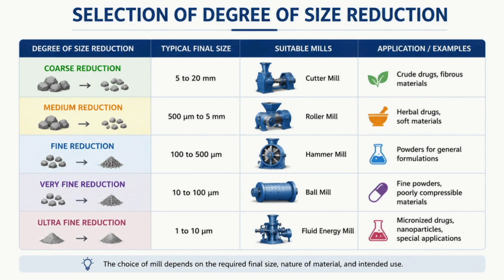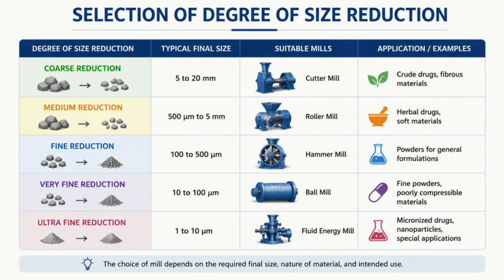And next is very fine reduction. The particle size range is 10 to 100 micrometers. The suitable mill to achieve this type of reduction is the ball mill. Very fine reduction produces extremely fine particles. The ball mill works on impact and attrition principles. Steel balls inside the rotating chamber reduce the particle size. This process is used for poorly compressible materials and fine powders. Very fine powders improve dissolution and absorption obviously.